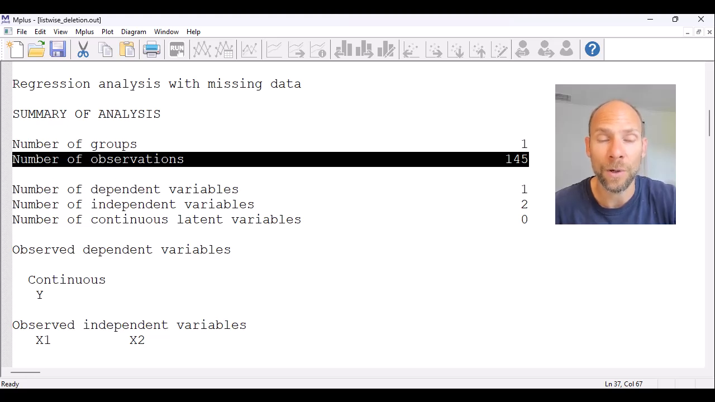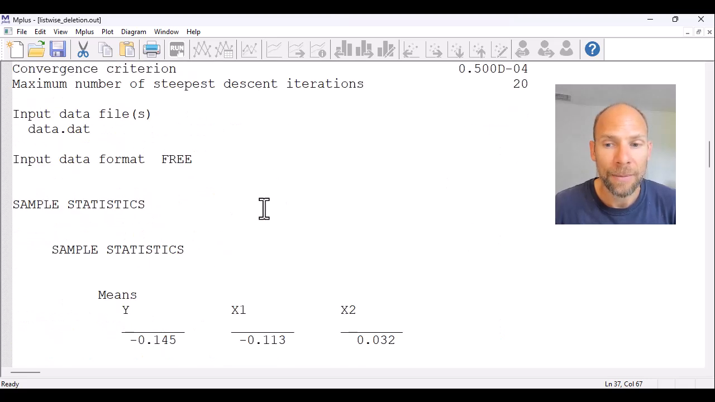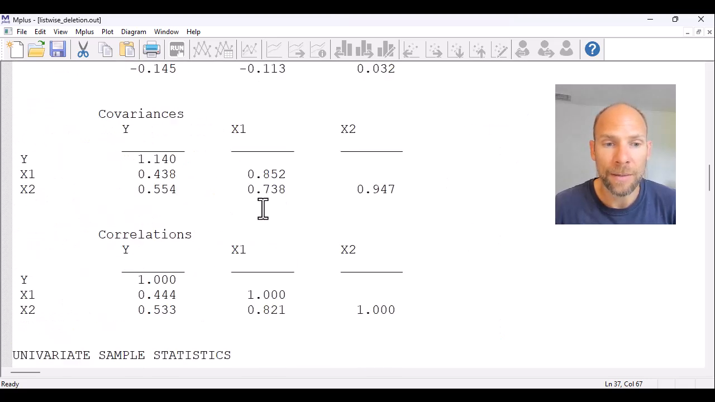So we are left with obviously the 145 complete cases that we saw previously. 155 cases were deleted because they had missing data on either Y, X1, or both. And so now it's a listwise analysis, and we get the same statistics as before.